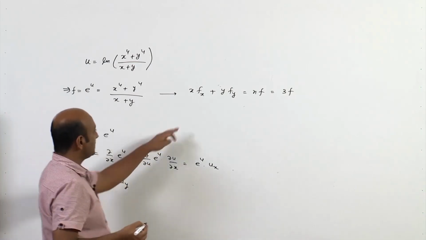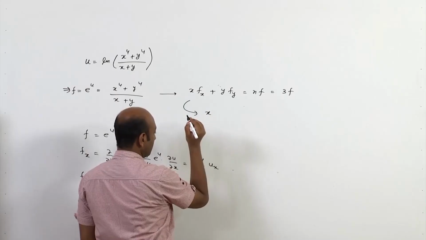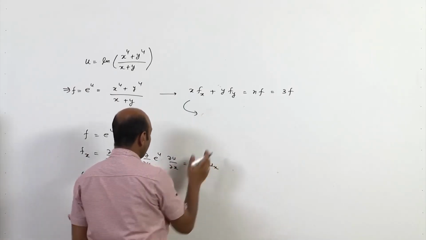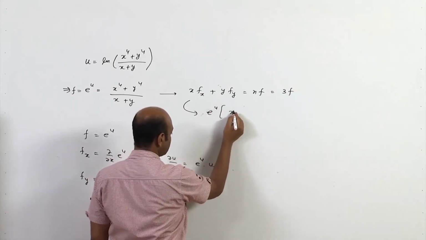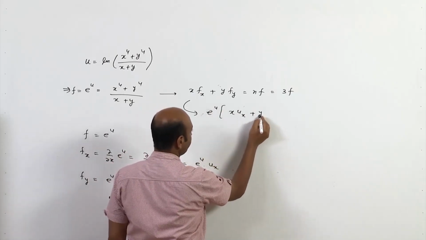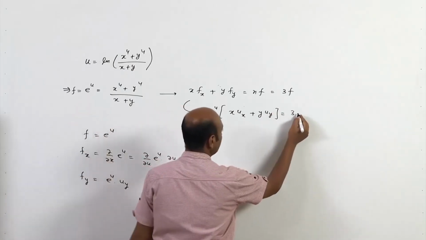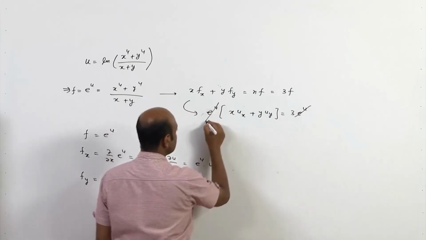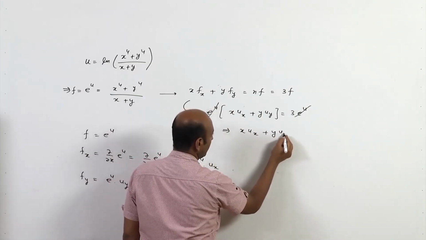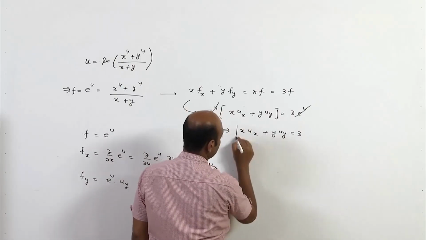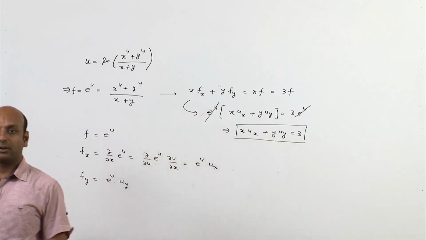So, when you substitute these values here, what will you obtain? e raised to power u will come out from both the terms, so it is x ux plus y uy is equal to 3, and f is e raised to power u, e raised to power u cancels out. So, this implies x ux plus y uy is equal to 3. So, that is how we obtain the first part of the problem.